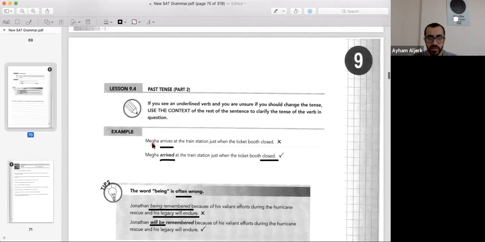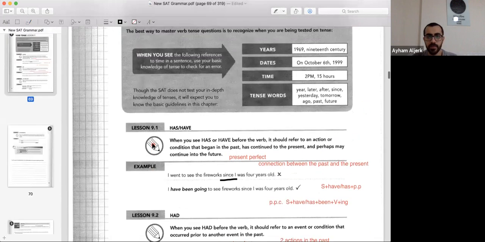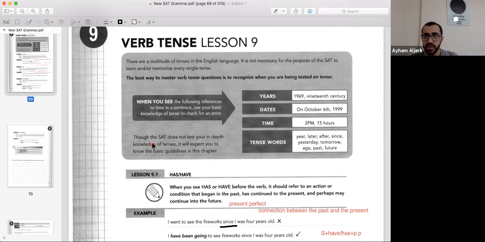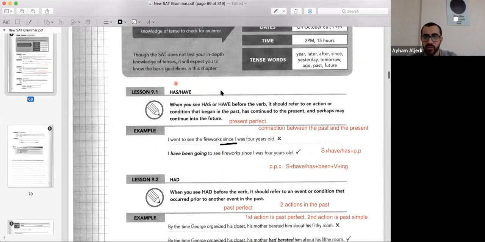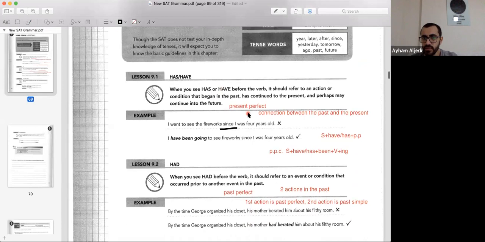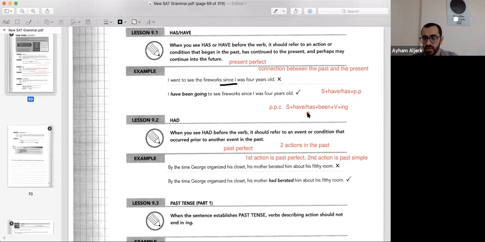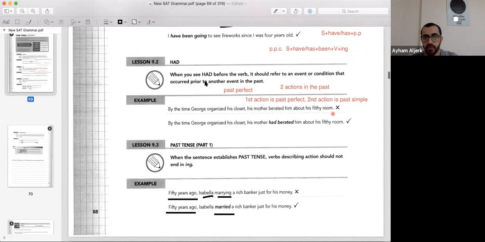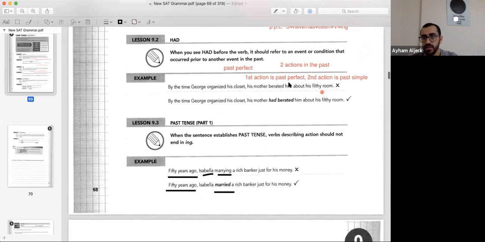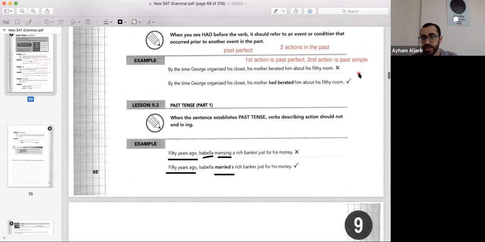Okay, so that's about the grammar rule. Let's recap quickly. I think you have to have a good idea about tenses for the SAT. If you have have or has, it's usually present perfect, where you have a connection between the past and the present. If it's present perfect simple, you have subject, have or has, and the third form of the verb. If it's present perfect continuous, it's usually used with action verbs. We say subject, have or has, been, plus verb ing. If we have had, it means we have past perfect. We use it when we have two actions in the past. The first action is usually past perfect and the other is past simple.